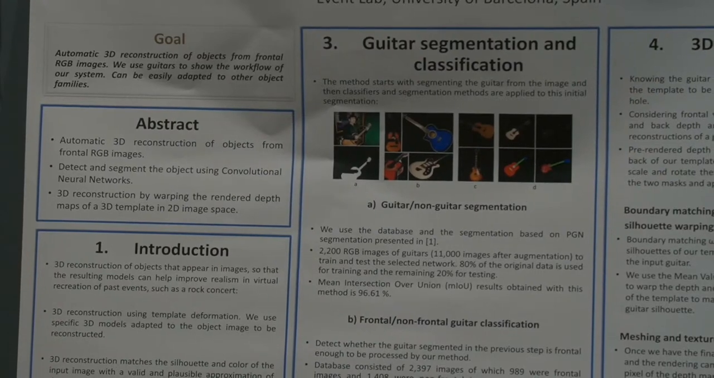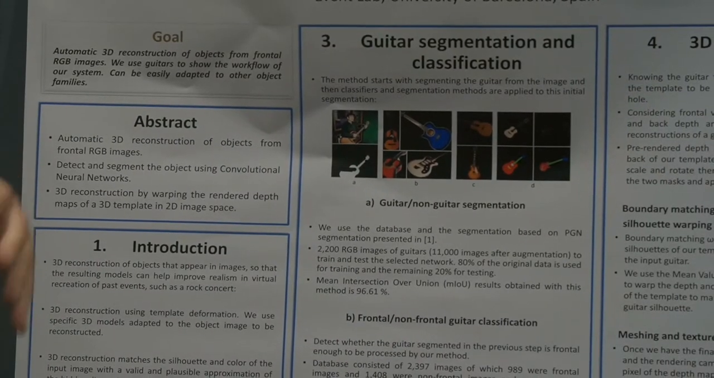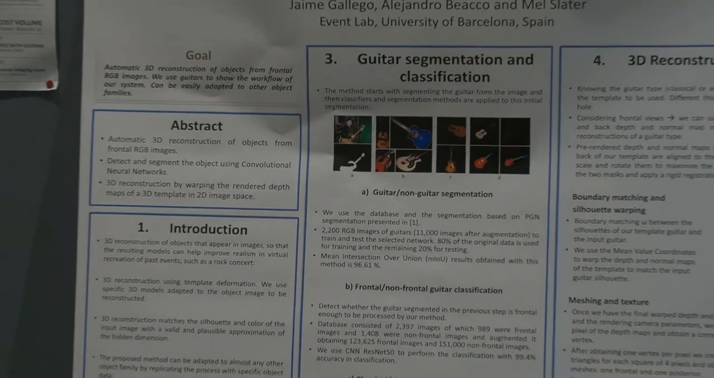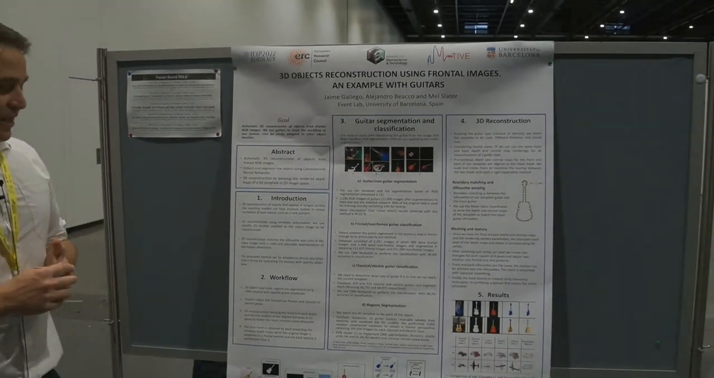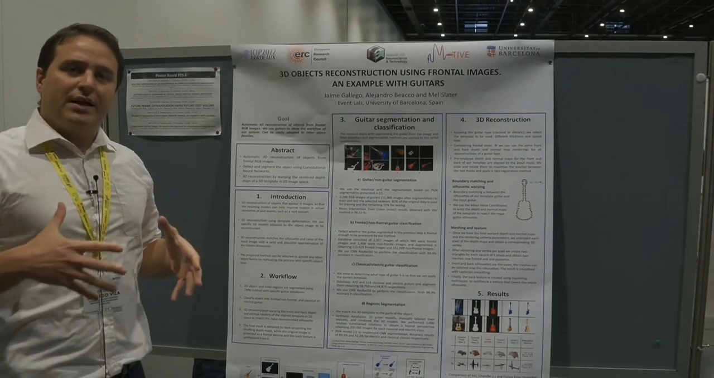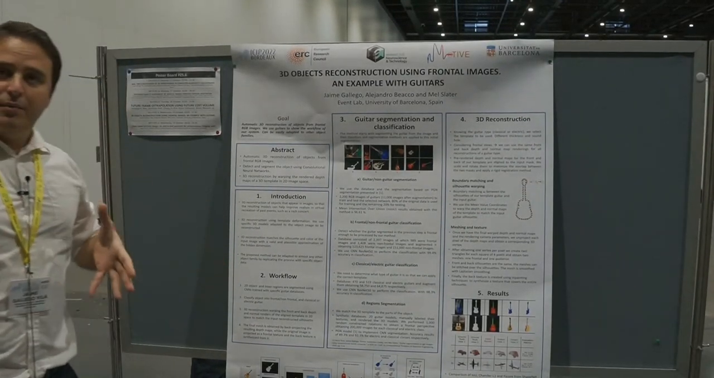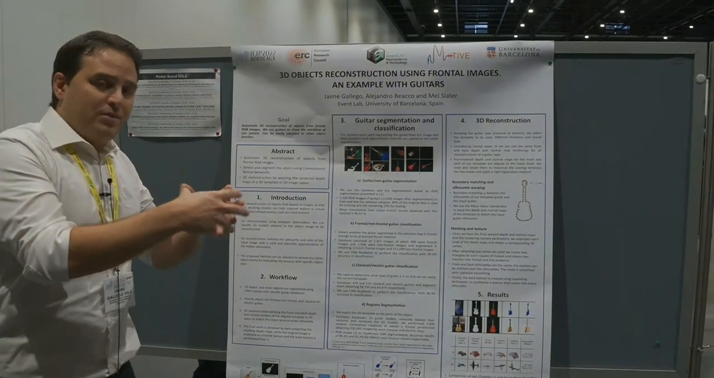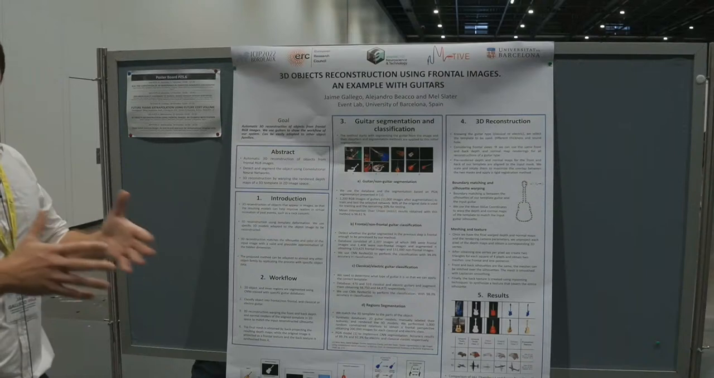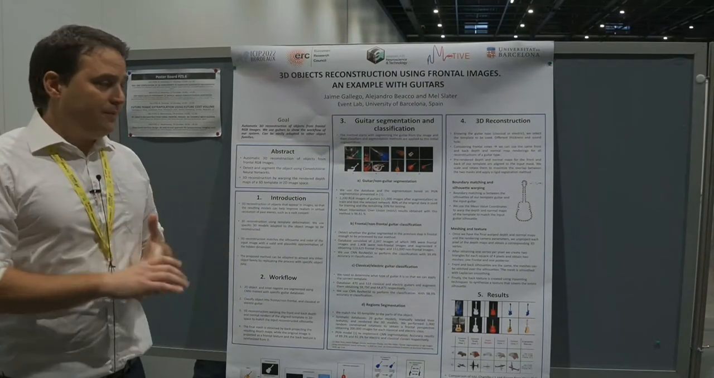So current state of the art uses neural networks in order to obtain the 3D reconstruction. So what is the problem? One of the problems is that in order to fit and train the neural network, you need a lot of data, 3D models, in order to train this network and obtain the 3D reconstruction from a photo of the object. And current state of the art goes in this direction.